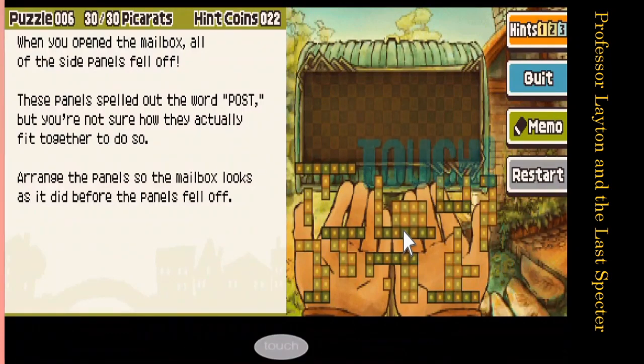When you opened the mailbox, all of the side panels fell off. These panels spelled out the word post. You're not sure how they actually fit together to do so. Arrange the panels so the mailbox looks as it did before the panels fell off.